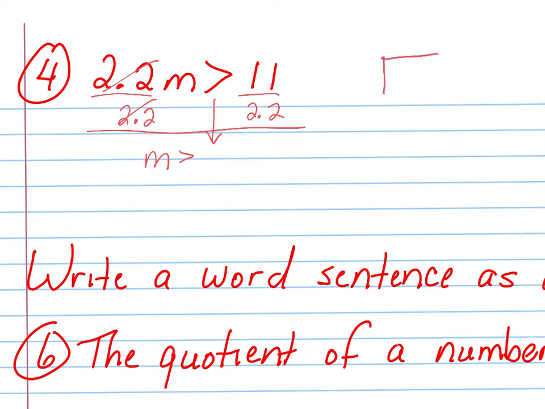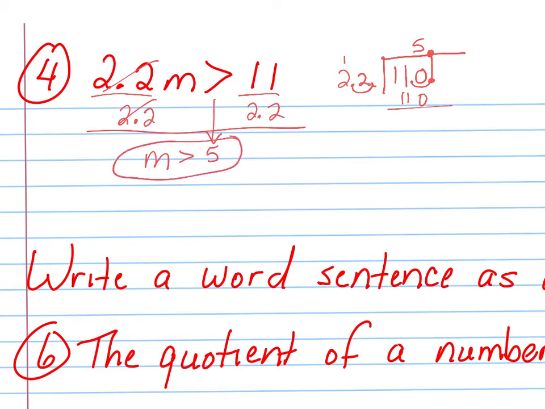We've got to go and divide. What goes underneath? 11 divided by 2.2. Can I divide that? No. I've got to move the decimal one place. This one goes to the right. So it's really 110 divided by 22. How many times does 22 go into 110? So when we divide, we get 5. So my answer is m is greater than 5.